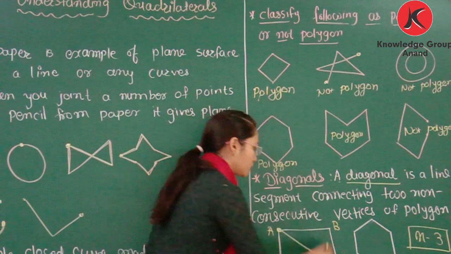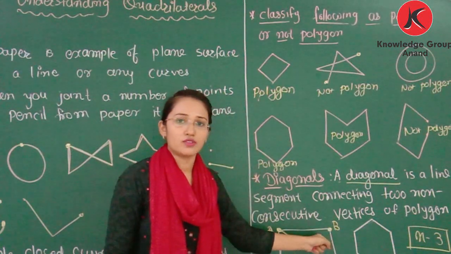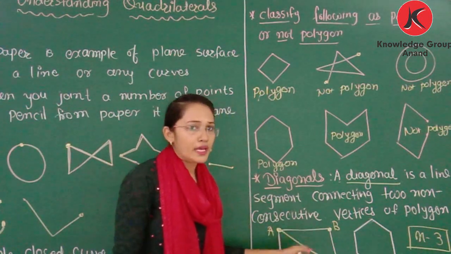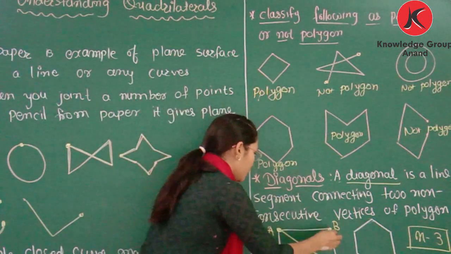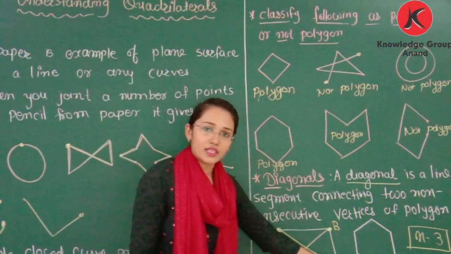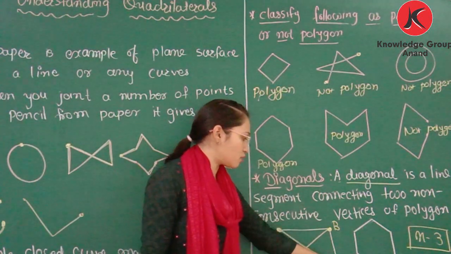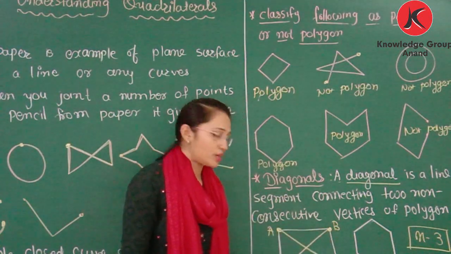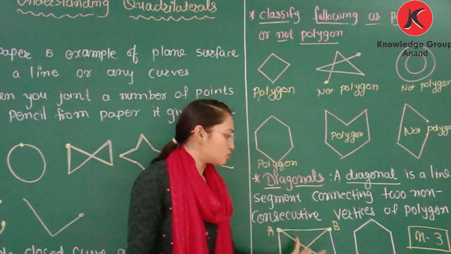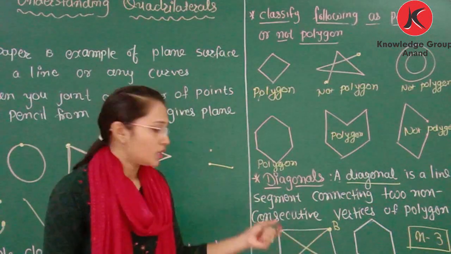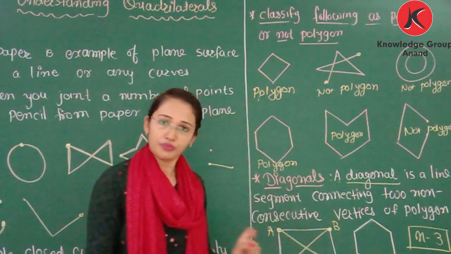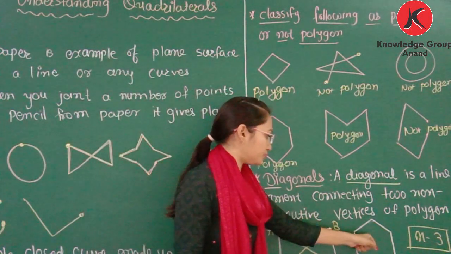Now from B, which are the consecutive vertices of B? A and D. So the line segment that joins B to D also becomes a diagonal. Clear? Now the adjacent vertices or consecutive vertices of D are B and C. So remaining is A. The line segment that joins B to A is already drawn. So we can draw two diagonals in a rectangle ABCD. Clear?